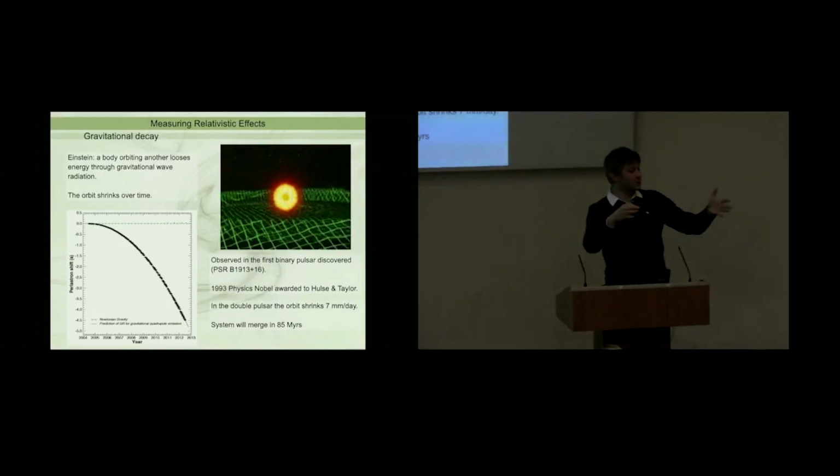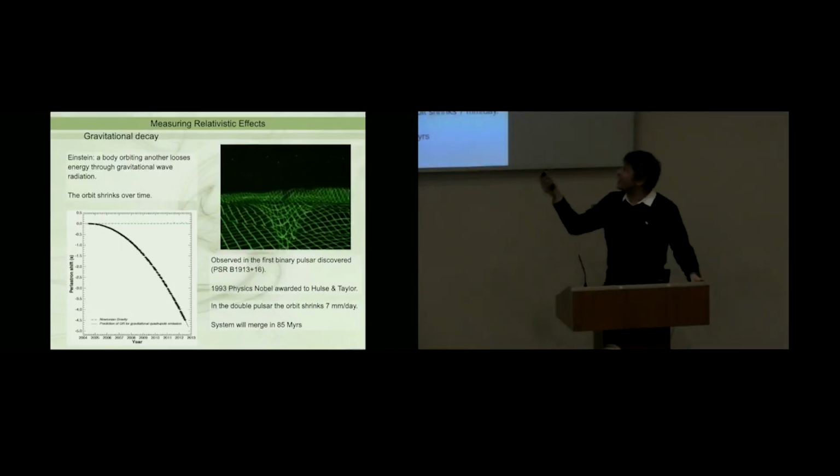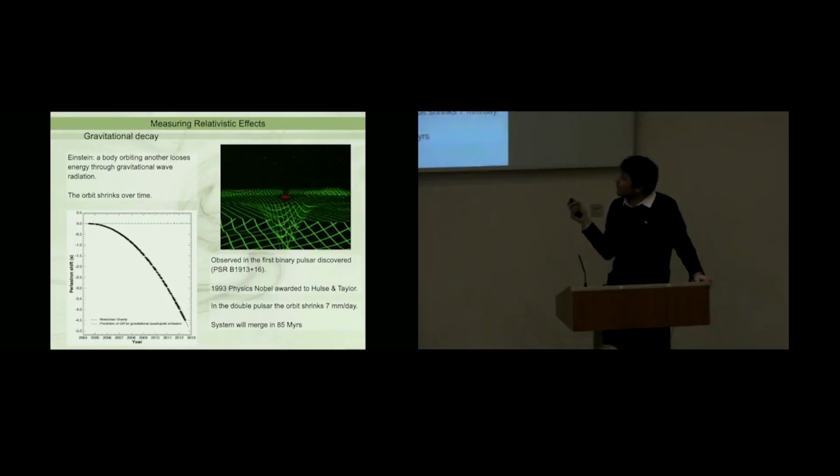LIGO, the detector for gravitational waves, has detected one such double neutron star system that merged. We knew this would happen and might be detected eventually, because in the first pulsar observed to be in a binary system, it was discovered that the orbit is shrinking over time. So these are data showing essentially the separation shrinking over time.